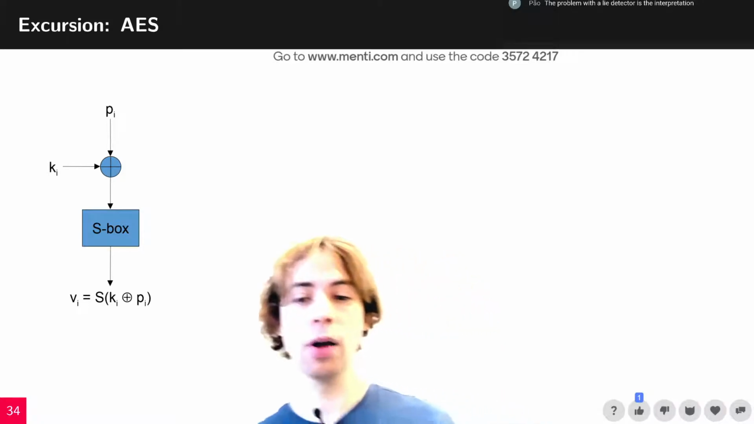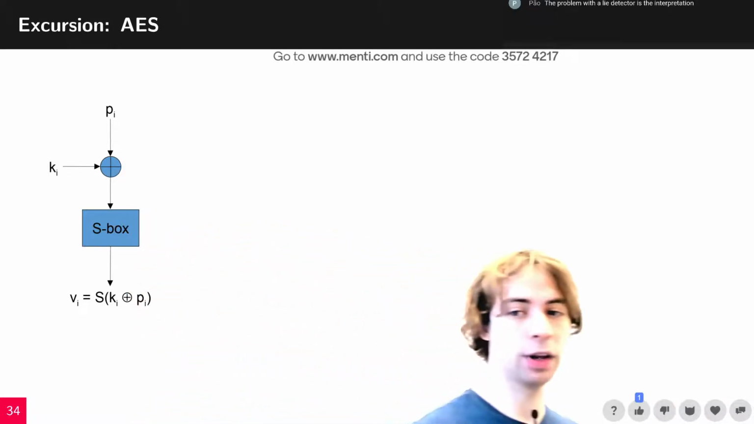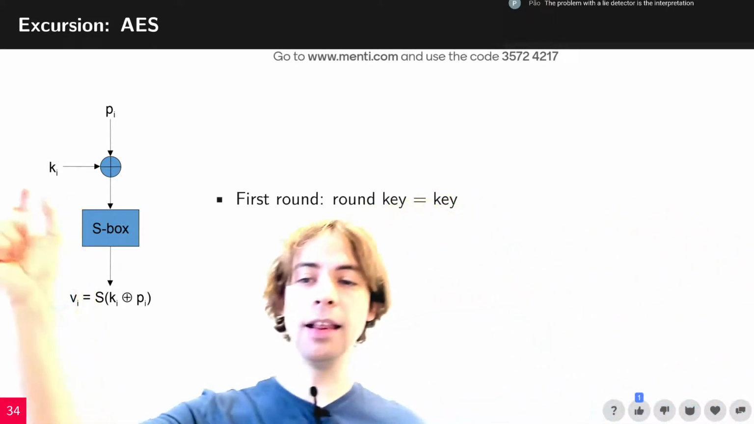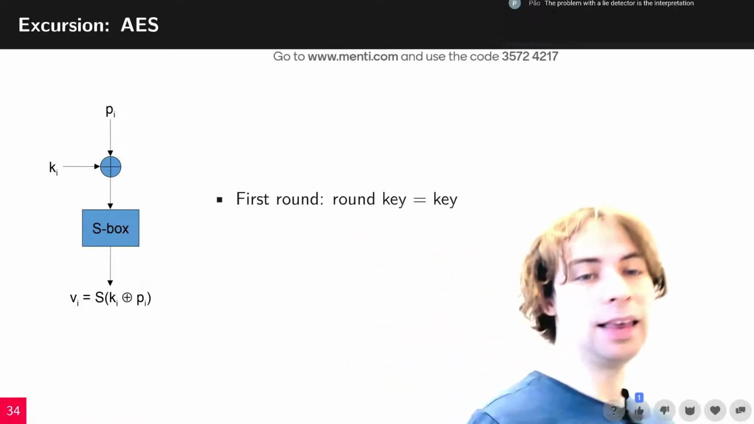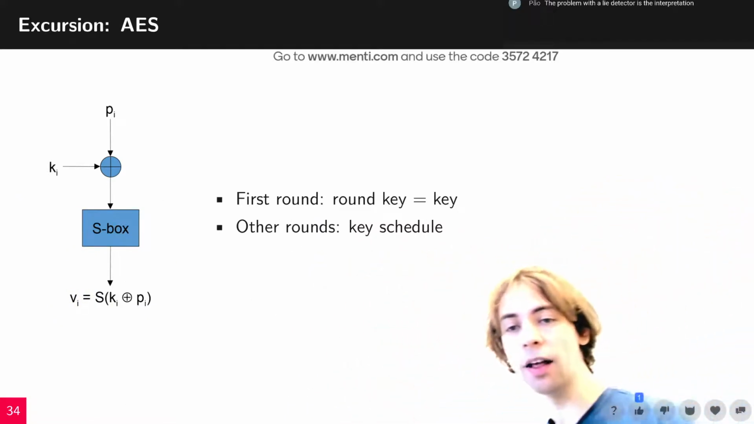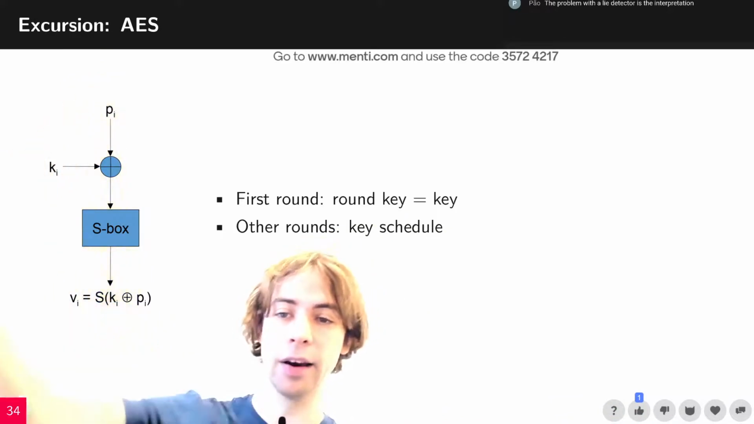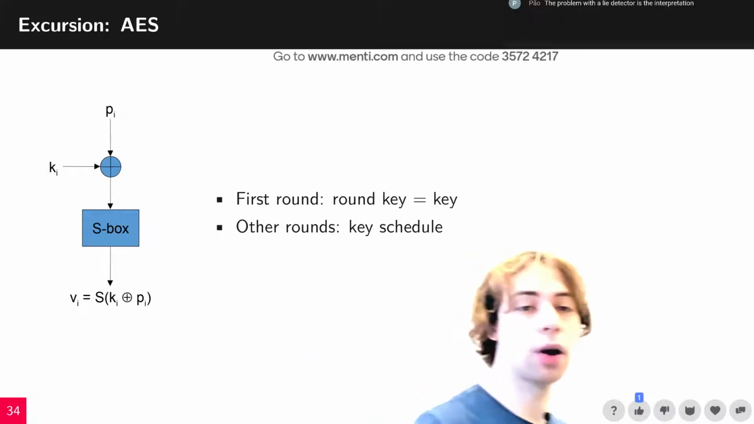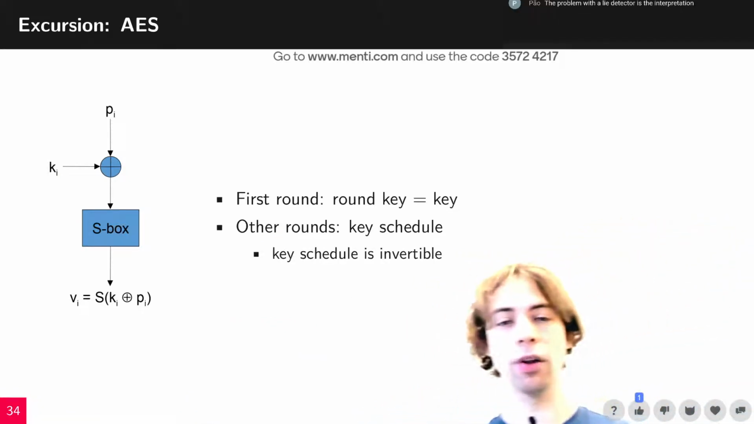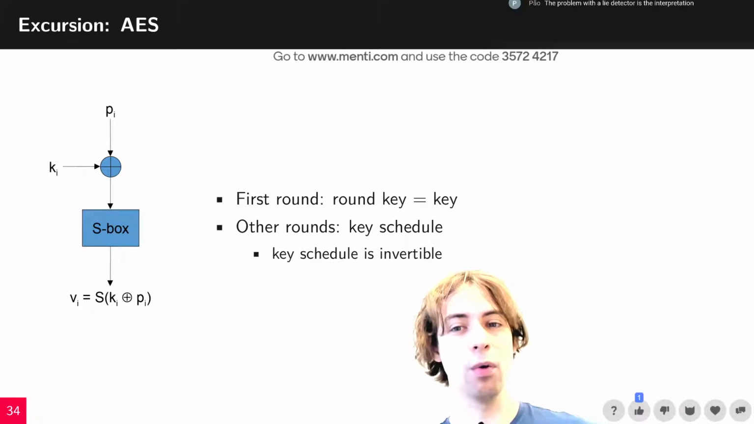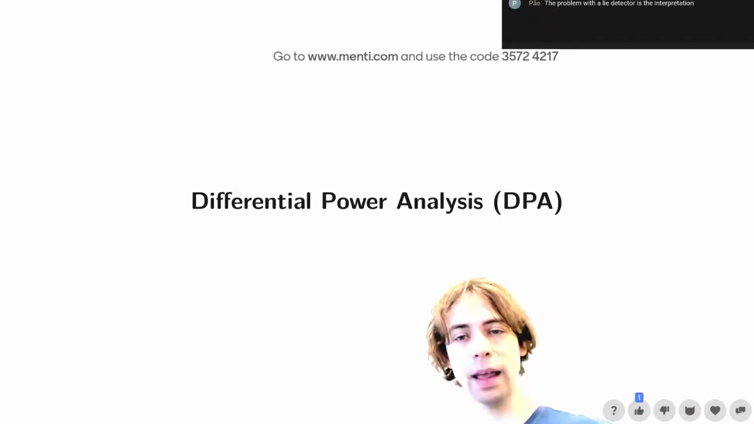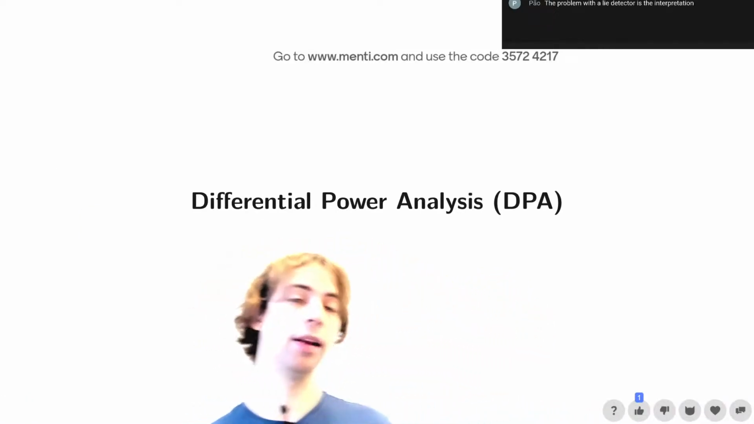So in this first round attack, if we want to attack this first round, we know that the round key, the key that we use for this round, is the actual key. In the other rounds, this is different. In the other rounds, we don't get the plain text in here and the key in here, but we get some intermediate value in here, and we get the round key in there. The key schedule on the other side is invertible, so we can compute backwards through this key schedule maybe. And this brings us to differential power analysis attacks.